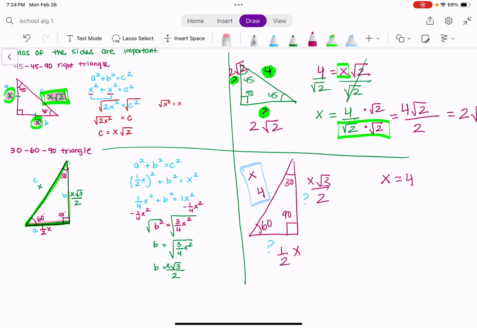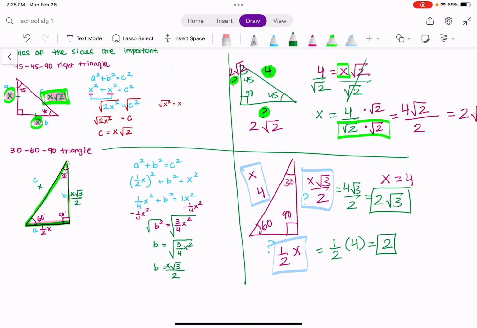So it's actually pretty simple. I just have to plug in 4 in for all these x's right here. So this is going to give me 4 square root of 3 over 2, which I can simplify to 2 square root of 3, right? Because 4 divided by 2 is 2. And then I can, again, simplify this. 1/2 times 4 equals 2. So I've now solved for the missing sides, okay?